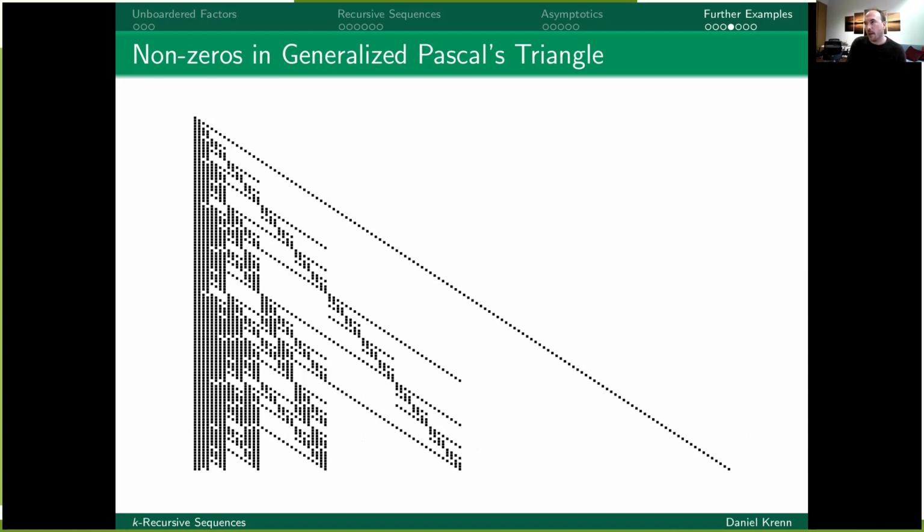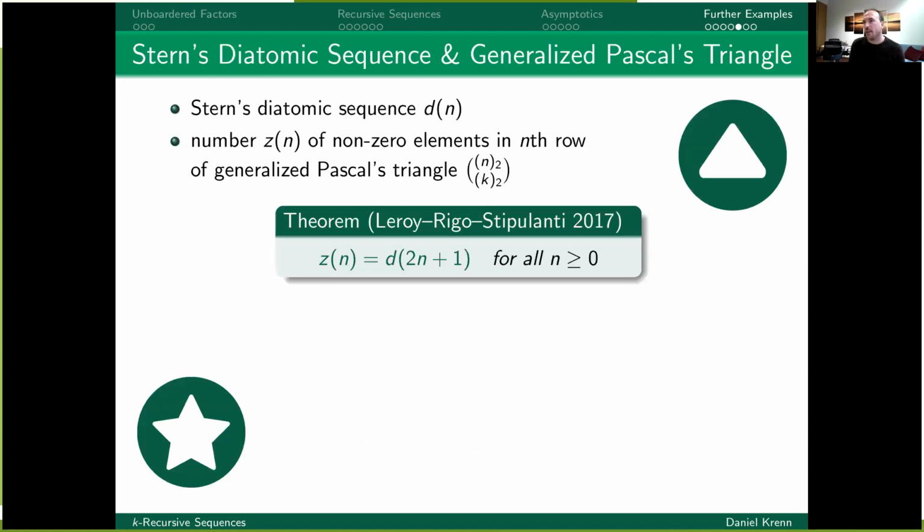Counting them is possible, and asymptotics can be achieved in various different ways. One is via this theorem. It connects these number of non-zeros in Pascal's triangle with Stern's diatomic sequence that we had seen before. There are the entries in there. We know the asymptotics there, so we can say something on the asymptotics here.